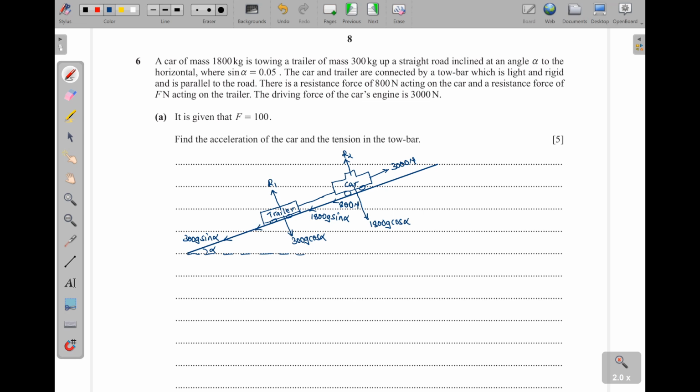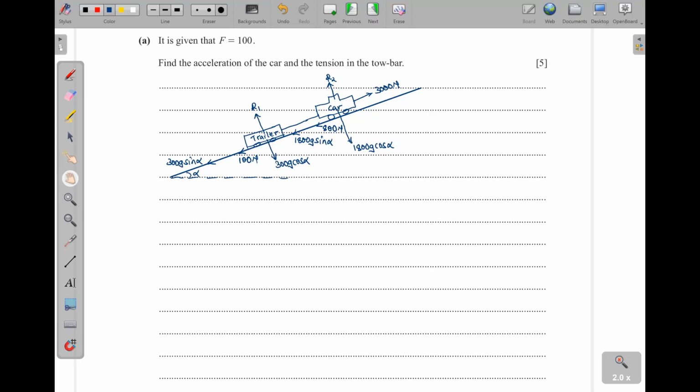And then on the trailer, we are seeing it is what? It is F here. But F has been given as 100, so I can just put it as 100 newtons here. Now, to find the acceleration, there is also the tension in the tow bar here. This tension is the one that pulls the car backward, but it is the same tension that actually pulls the trailer forward. Okay? Now, we are going to look at the forces that are acting on the car individually.